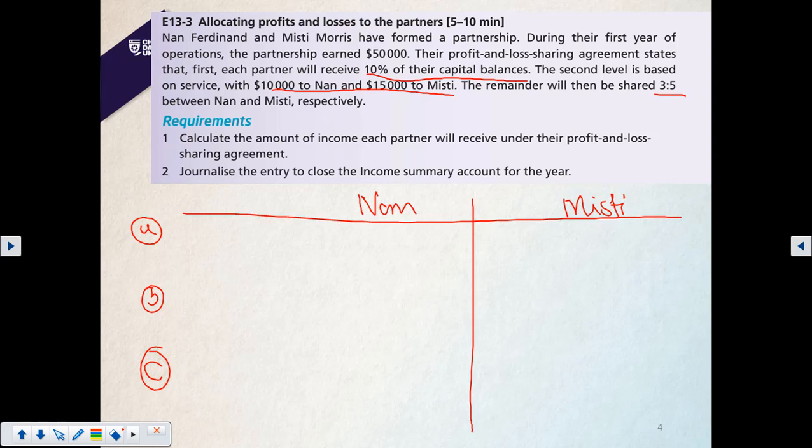So they made a profit of how much? They made a profit of 50,000. So we need to distribute the 50,000 between them, right? The total amount of profit is 50,000, but they have some conditions, 3 conditions. The first condition is based on their capital balance. But do you know how much the capital balance is? 103,000. Okay. Yeah, use that 103,000 capital. 10% of 103,000, yes, 10,300. Go ahead with this. Let's see.